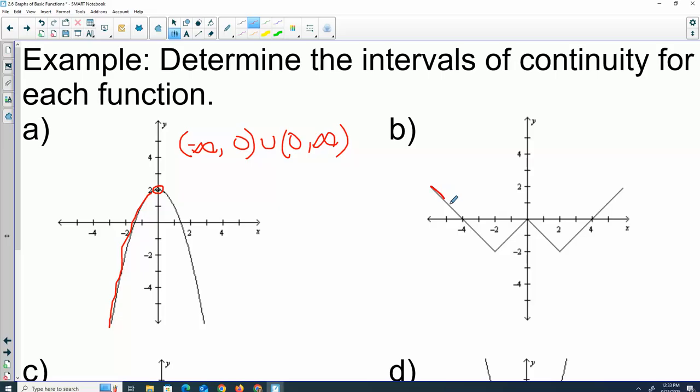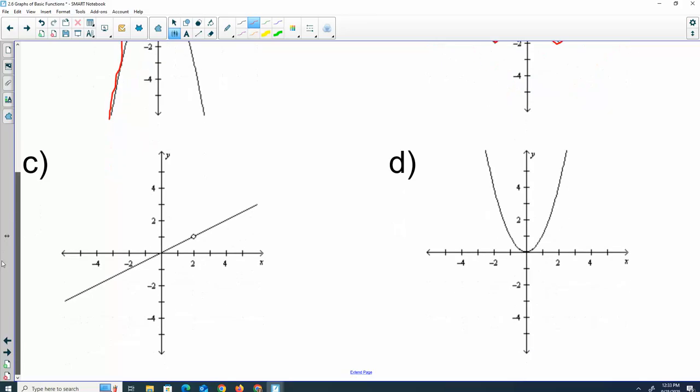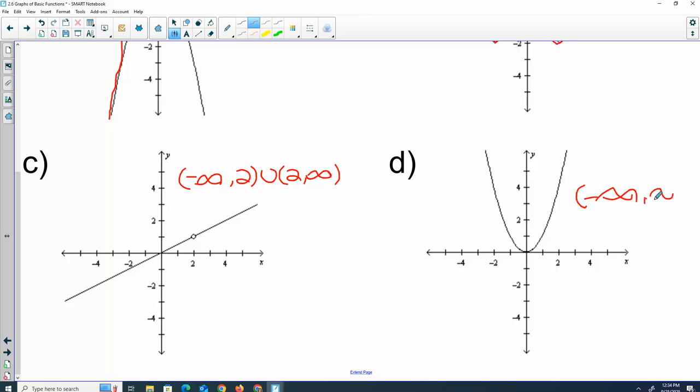What about b? You're tracing that. How many times do you have to pick up your pencil? Never. So where is it continuous? Negative infinity to positive infinity. Continuous the entire time. Okay, try C and D. Where is C continuous? All right, and what about D? All right, can we identify where things are continuous then?